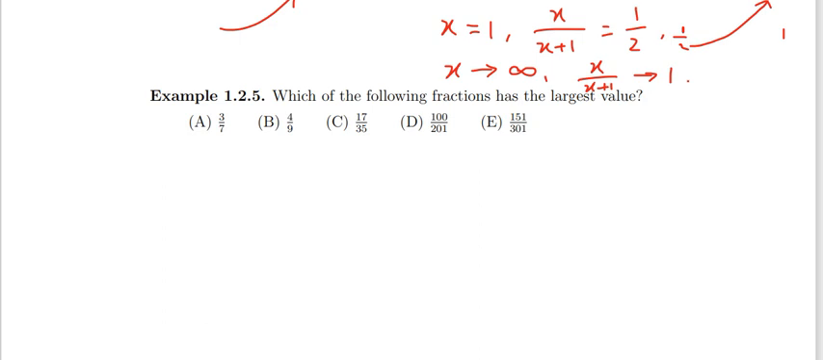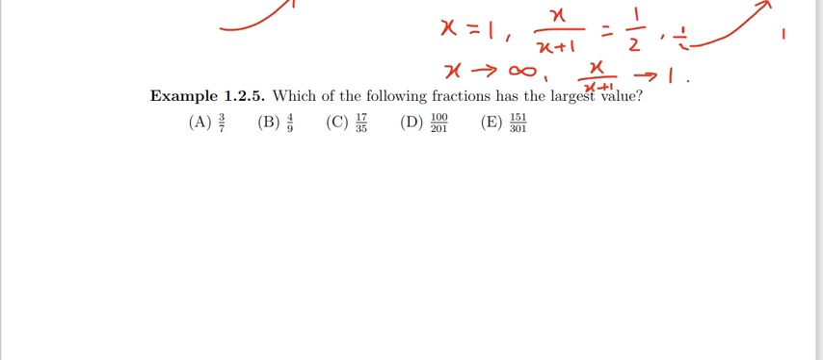So let's say for this problem, we have five fractions. We want to find which one is the largest. So here again, we just check what is common in those fractions: 3 over 7, 4 over 9, 17 over 35, 100 over 201. So we just check numerator and denominator.